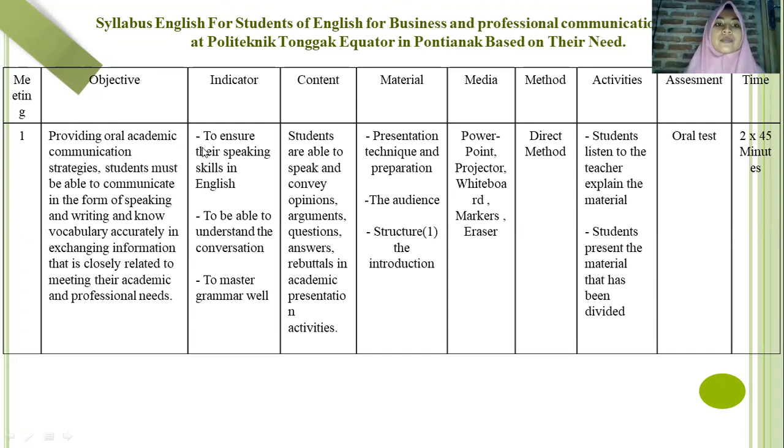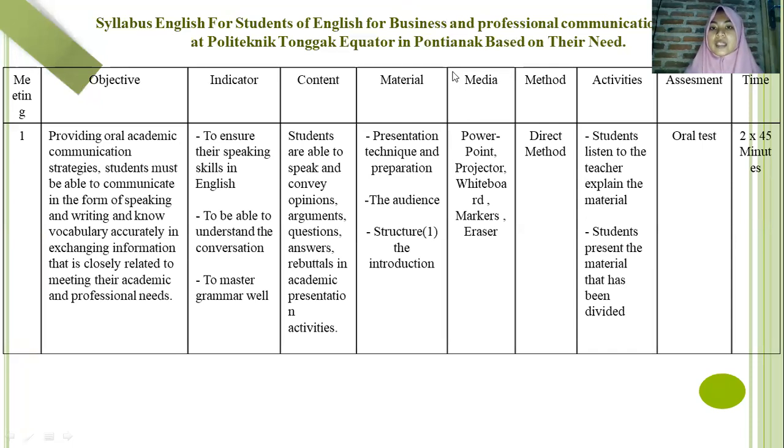The indicators are to ensure their speaking skills in English, to be able to understand conversation, and to master grammar well. And the content is that students are able to speak and convey opinions, arguments, questions, answers, and rebuttals in academic presentation activities. And the material will be presentation technique and preparation, about the audience, and the first structure, the introduction.